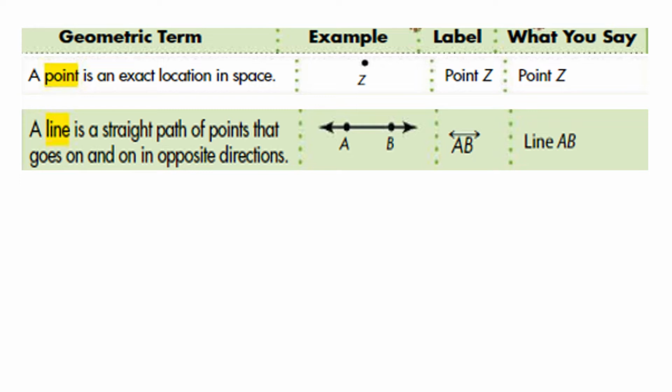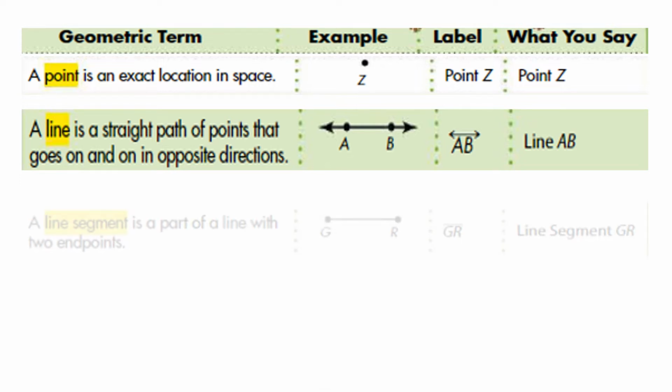How to label that line? By drawing a small line up top and putting the 2 letters, or the 2 points, under that line, like what is shown here, which is line AB. How to say or read it? As line AB, as I said.